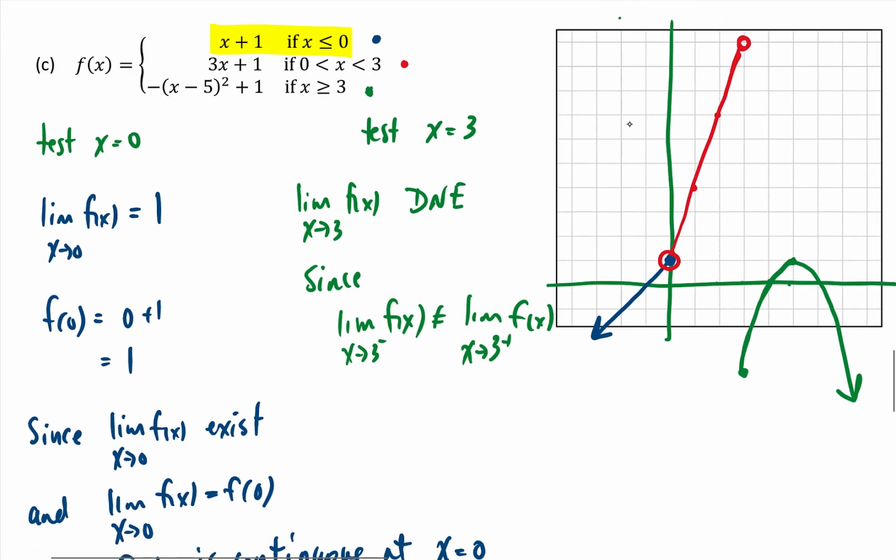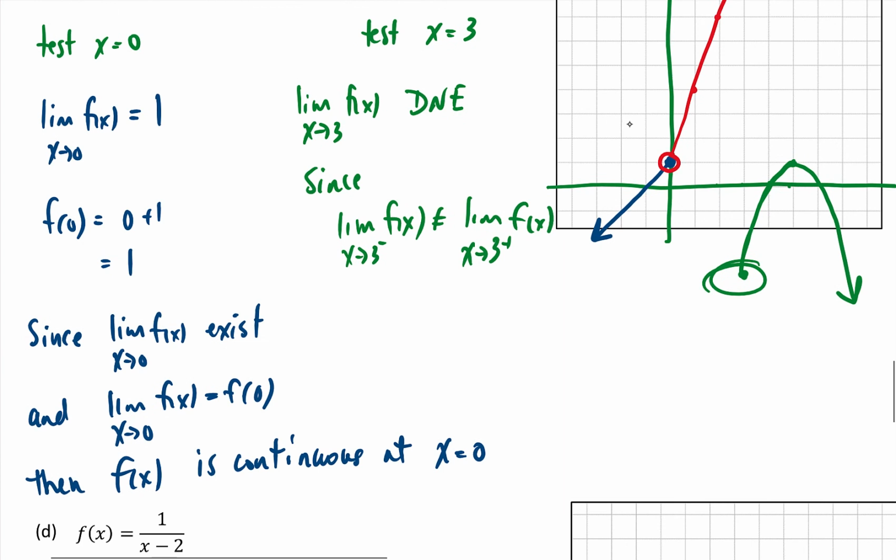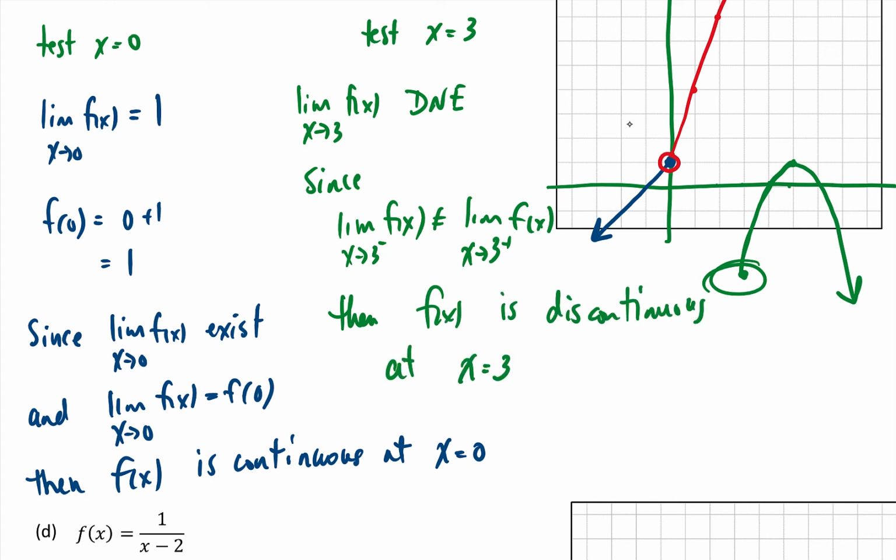We can see that here. Here's 3 from the left, here's 3 from the right. They do not match up, so the limit does not exist. And since we know that, then f of x is discontinuous at x equals 3. And that's an example of our jump discontinuity.